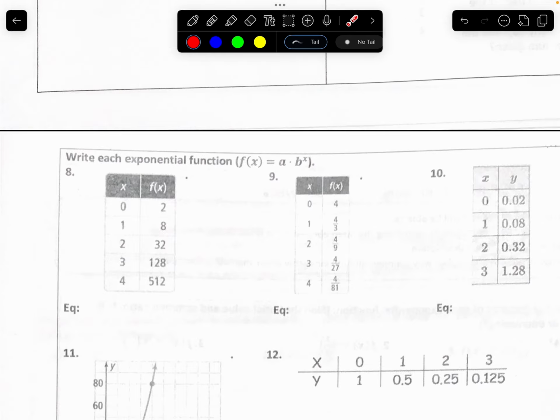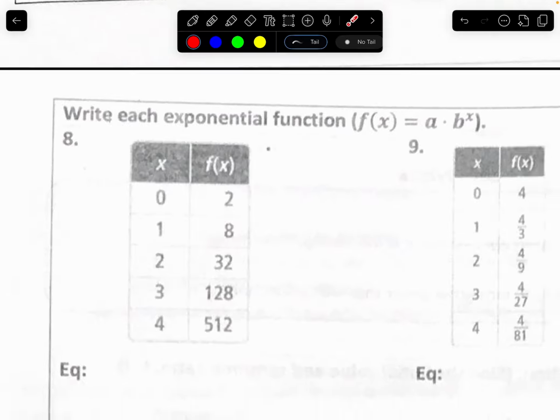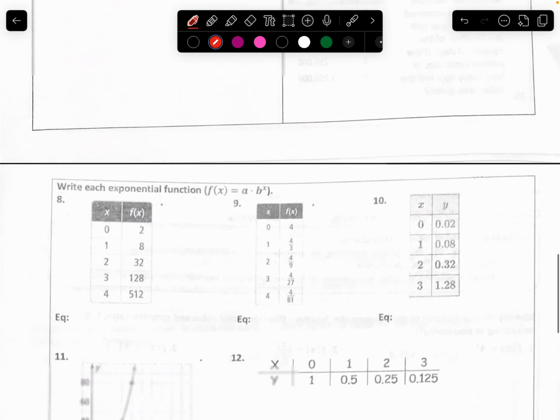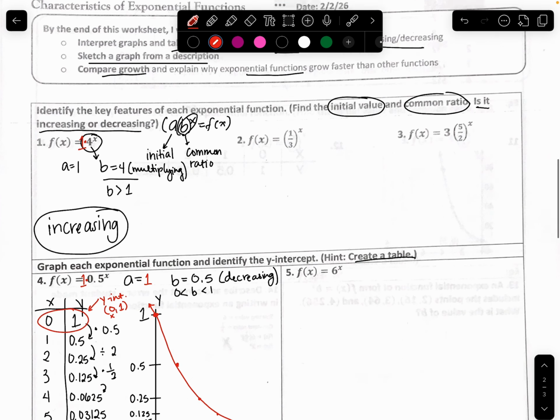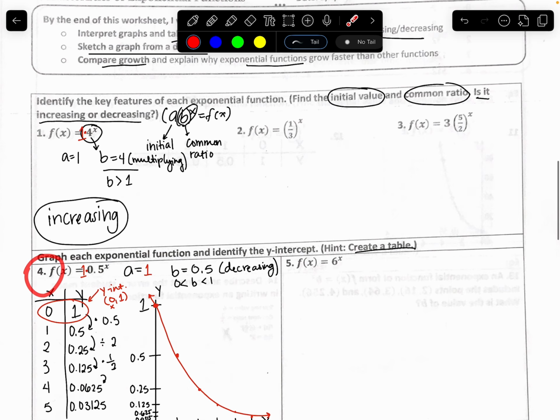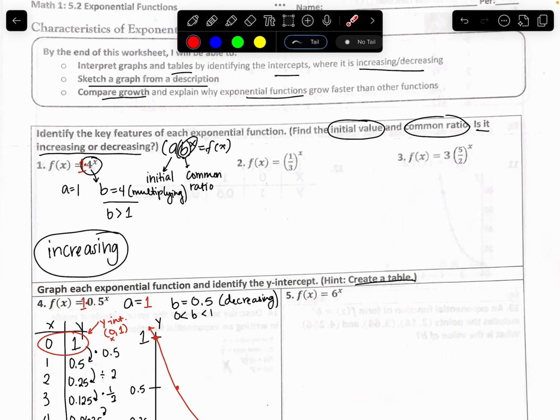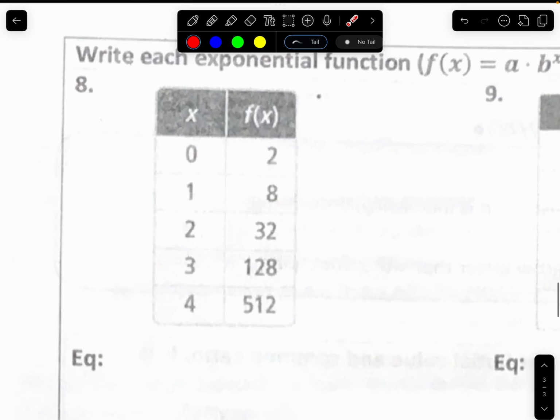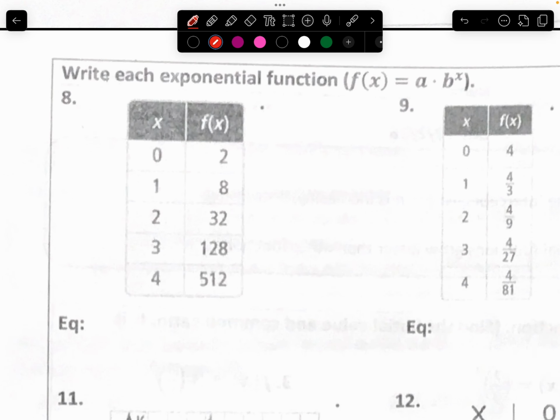Now let's go ahead and do number 8. Number 8, write each exponential function based on the table. Remember, this is what we want to do. You guys should be able to, so right now you just finished sketching a graph, so that fulfills this. We're going to interpret graphs and tables, so that's what we're going to do here. For this one, we do know that our y-intercept is at (0, 2). This is my a value. A equals 2.